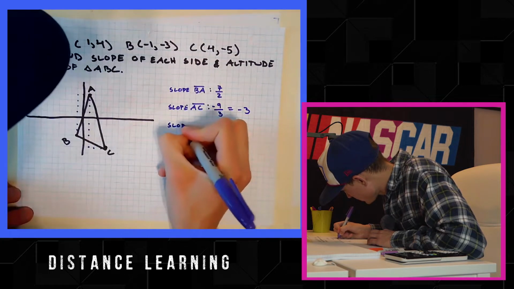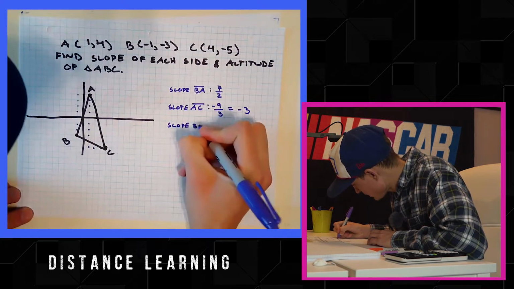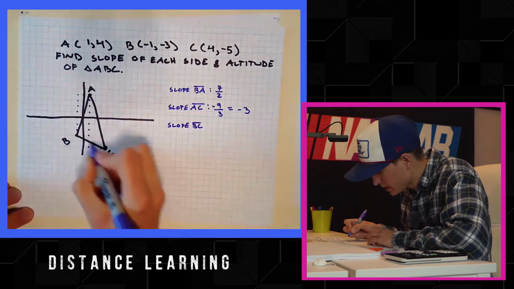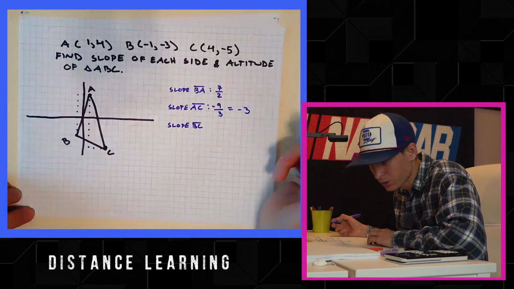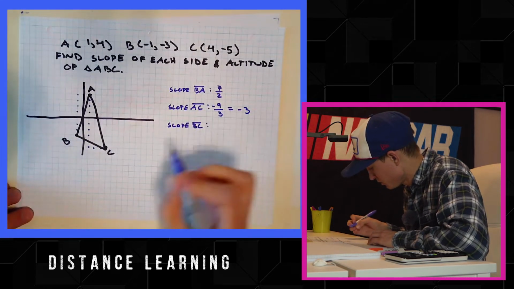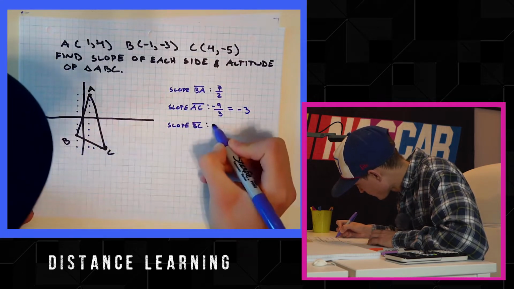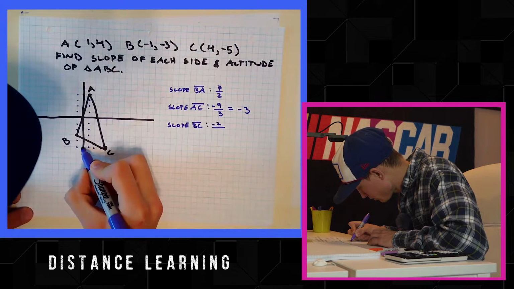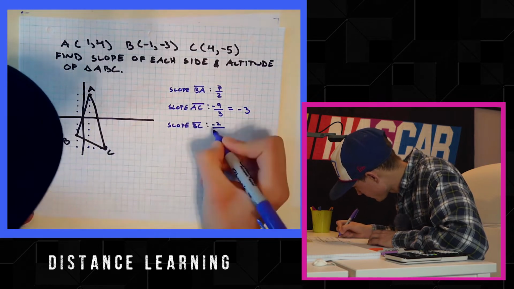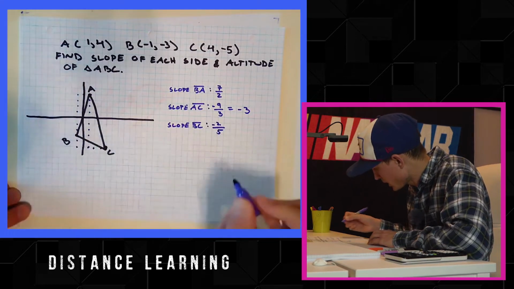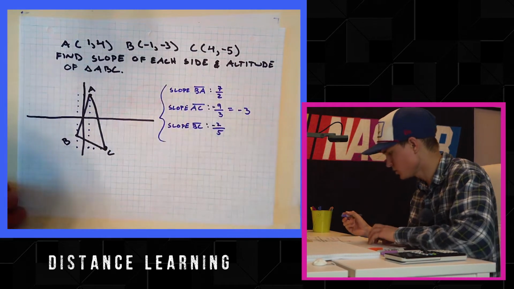And lastly, slope BC. If you guys want to say CB or CA or AB, that's totally fine. They're the same side. BC, if I go from B to C, I go down 1, 2. And I go right 1, 2, 3, 4, 5. And that is a negative slope line. So that is the slope of those ones.